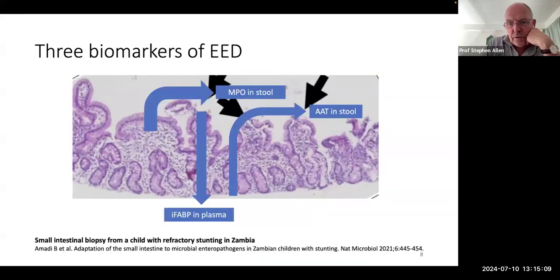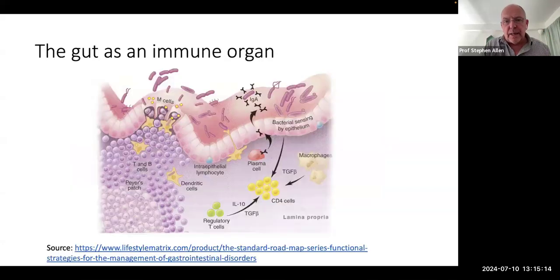But this is just sort of the structure and function of the bowel. So that's one thing, but clearly the situation is much more complicated.